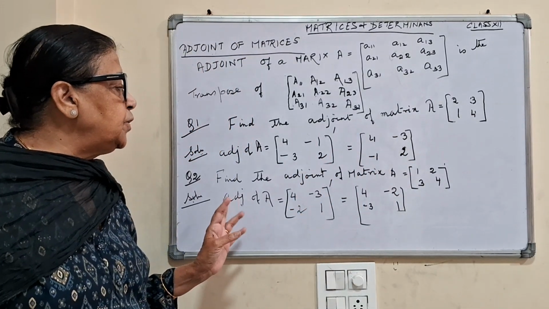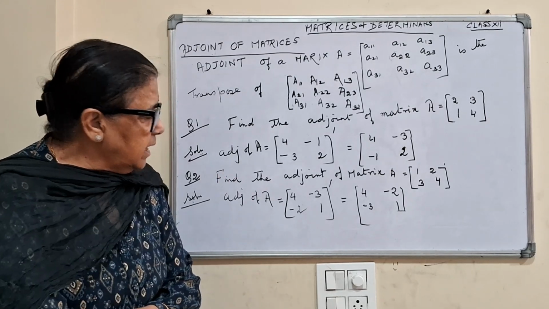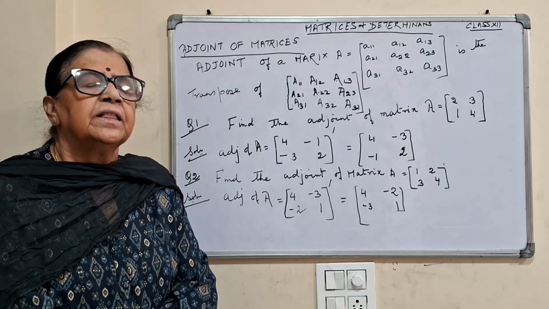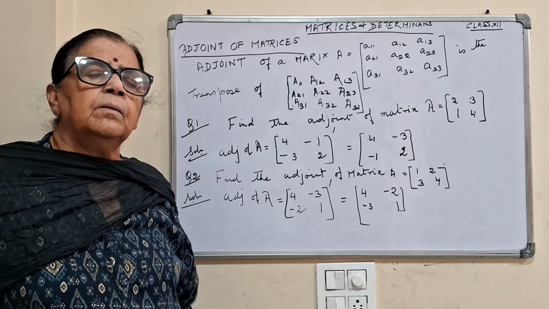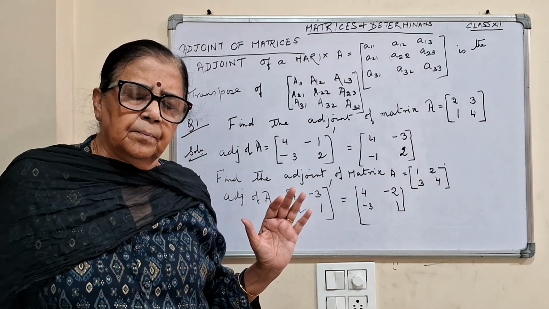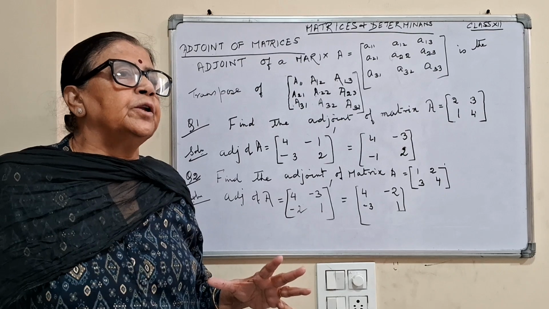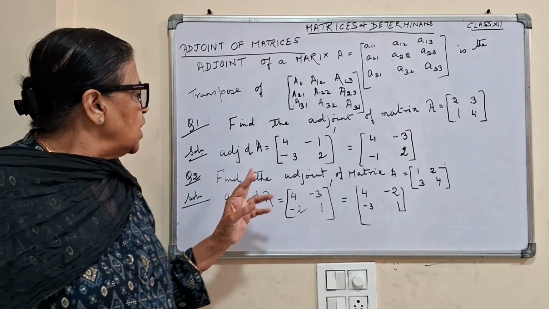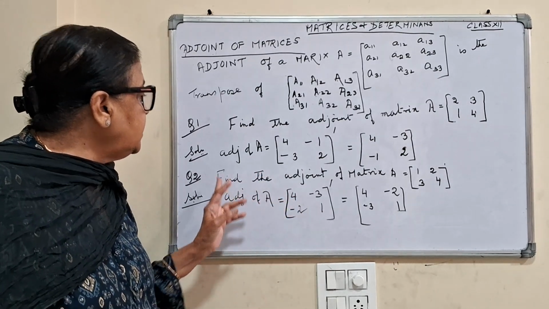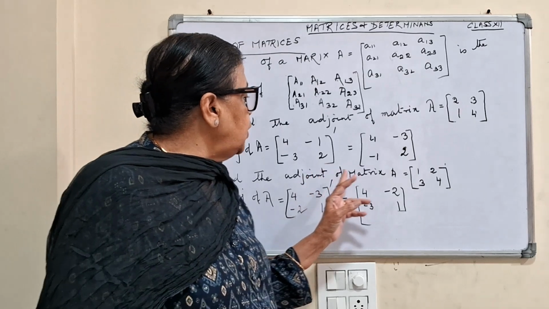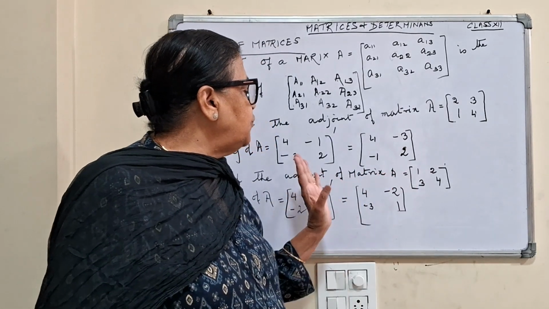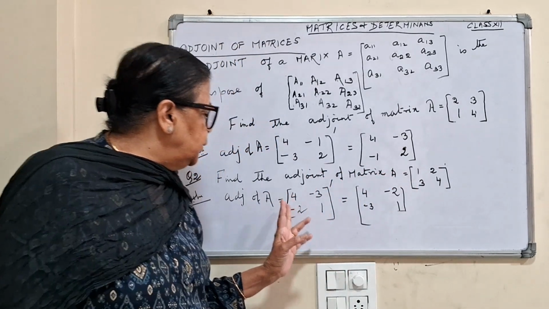Find the adjoint of the next sum, because it is a little, I won't say difficult, it will take time for the concept. Find the adjoint of matrix [1, 2; 3, 4]. Now all of you can do it.